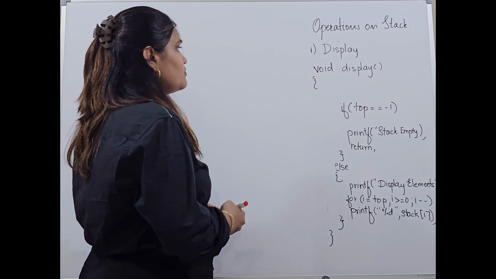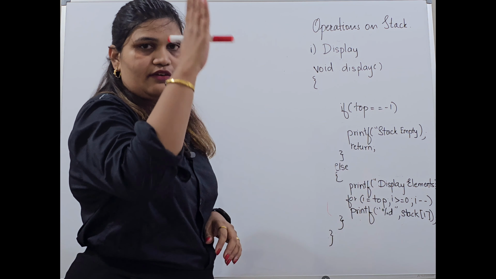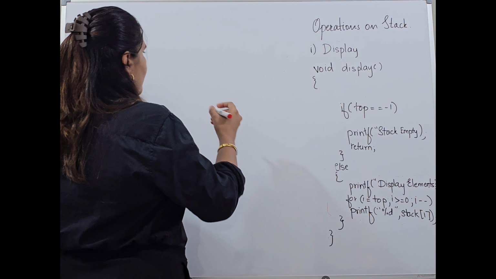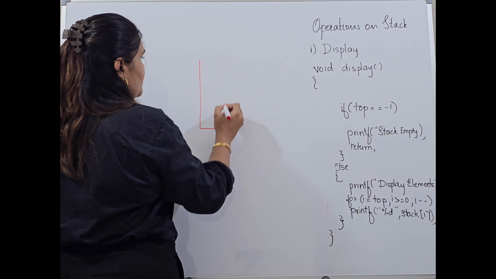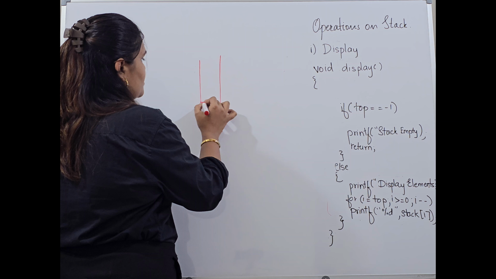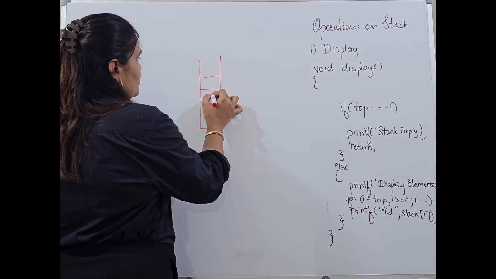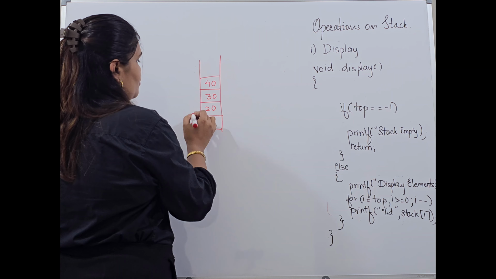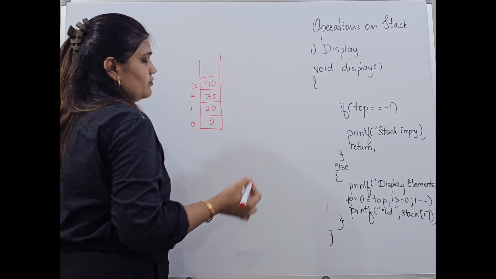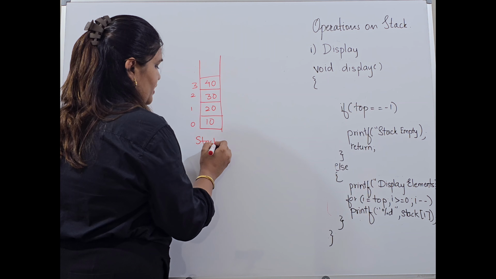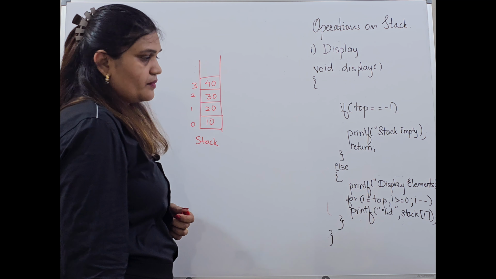So here, when I want to display the elements, I want to travel through my stack and display each element that is there in my stack. So let's try to understand this concept. Suppose this is my stack: 10, 20, 30, 40, at indices 0, 1, 2, 3. And the name of my stack is stack, the same variable that I'm using in the code.